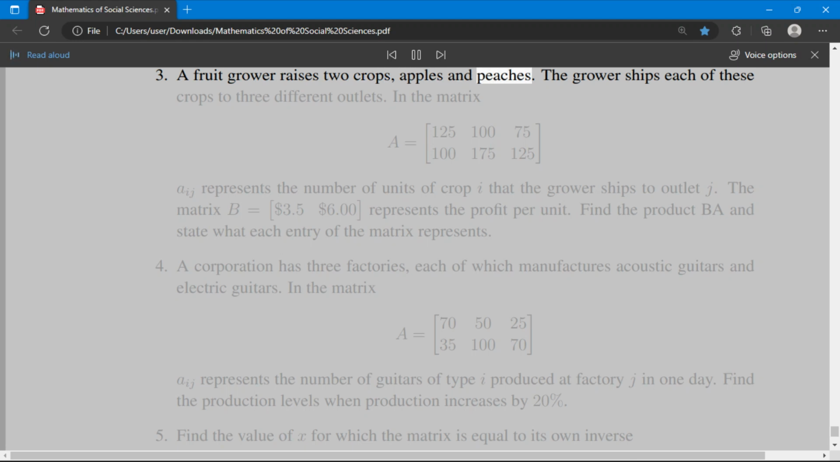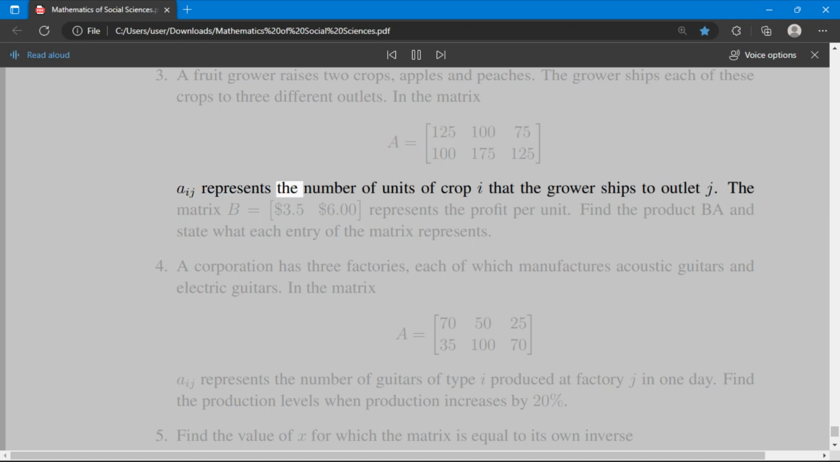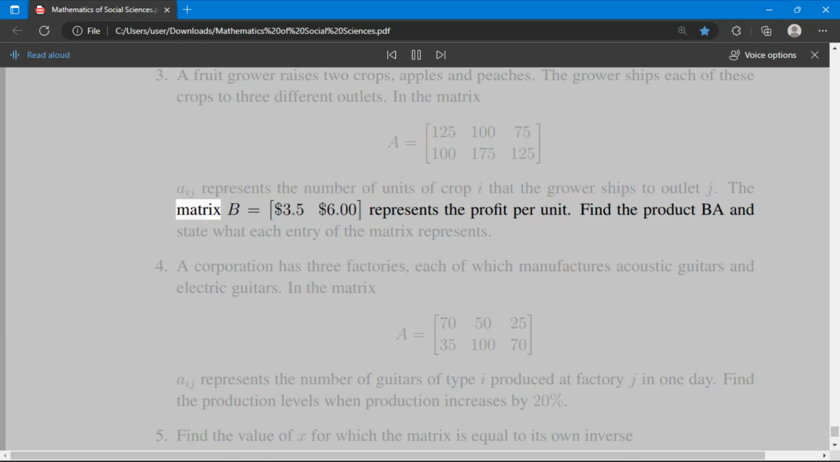3. A fruit grower raises 2 crops, apples and peaches. The grower ships each of these crops to 3 different outlets. In the matrix A = [125 100 75; 175 125 150], a_ij represents the number of units of crop i that the grower ships to outlet j.